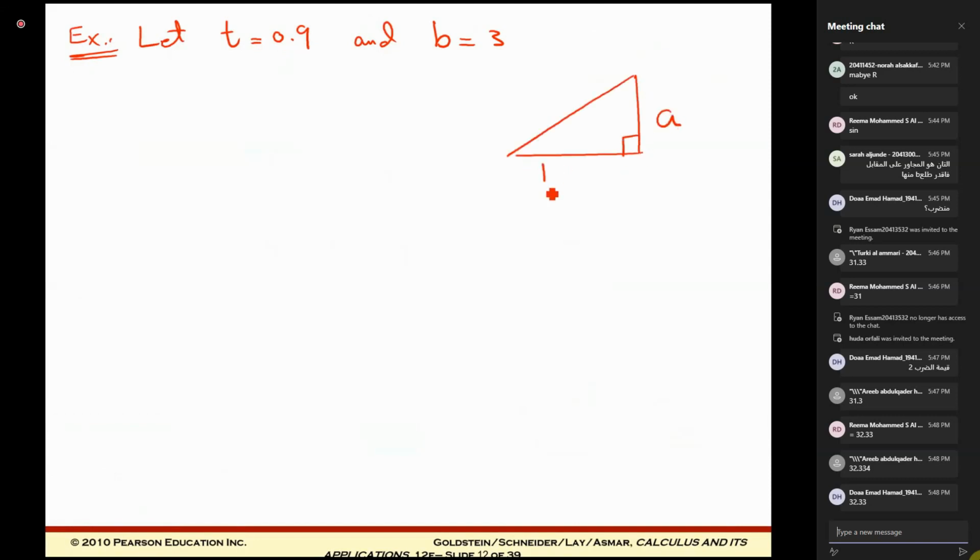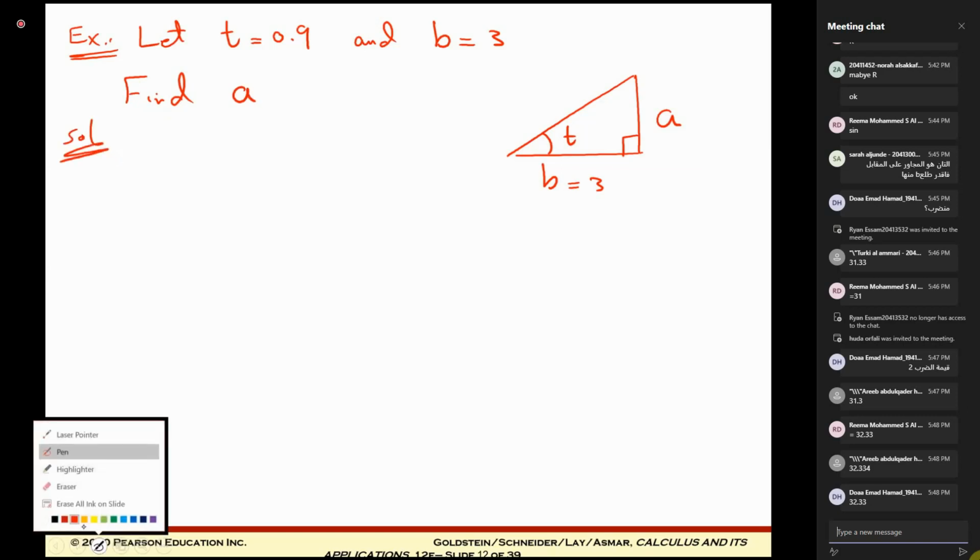Another example. Let T equal 0.9 in radian and B equal 3. And we have the right triangle. This is A, this is B equal 3, and this is T. We need to find the value of A. What's the solution? Using tan or sine or cosine.